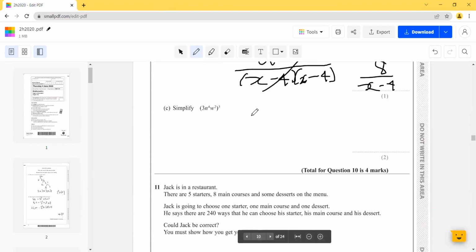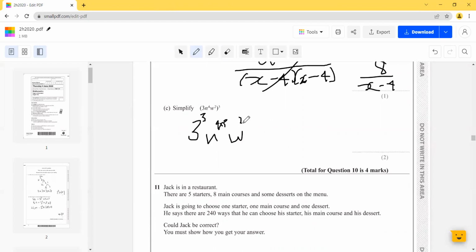Okay. Part C, simplify 3n to the 4th power w squared, and then that whole thing to the power of 3. So that's just 3 cubed times n to the power of 4 times 3, and w to the power of 2 times 3. Now I'm writing these steps because you're likely to make a mistake in the exam if you're not sure on indices rules. So that's why I'm writing it out.